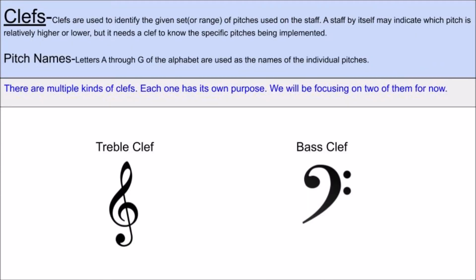The next thing we will look at are clefs. Clefs are used to identify the given set of pitches used on a staff. A staff by itself can indicate what pitch is relatively higher or lower, but you will need a clef to know the specific pitches being implemented. The names of the pitches come from the alphabet, using the letters A through G. There are many kinds of clefs, and each one has its own functions and purposes, but we are only going to be looking at these 2 today.